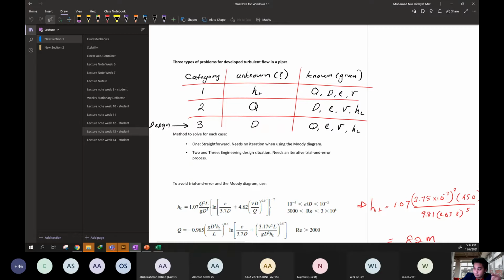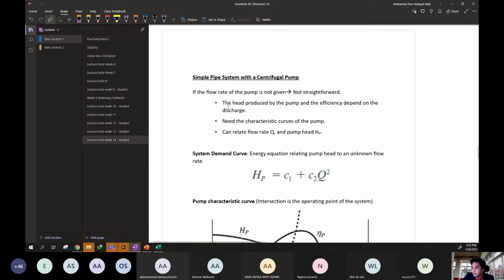In the previous example, we needed to find the diameter, where we did trial and error. We substituted 0.09, and we substituted 0.1. We see which value is almost close to the left hand side, and then we choose that value. So for this case, this falls under category number 2, where you need to find the flow rate Q. If the flow rate of the pump is not given, it is not straightforward.